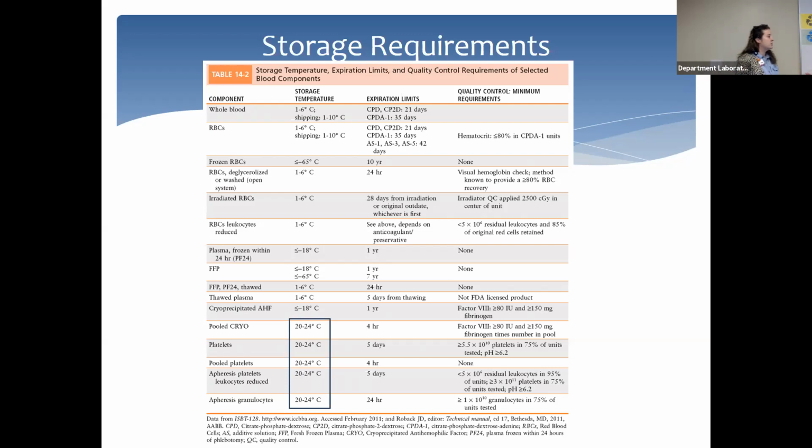So when we say expiration days, it's good for 35 days, it's good for 42 days, it's good for 1 year, 7 years, 10 years. That expiration date is from the time of collection, right? There are some disclaimers that, like, if you thaw plasma, then the expiration changes from the time of thawing, all right? If you pool platelets, then your expiration time changes from the time of pooling. All right, and we'll go through all of those.